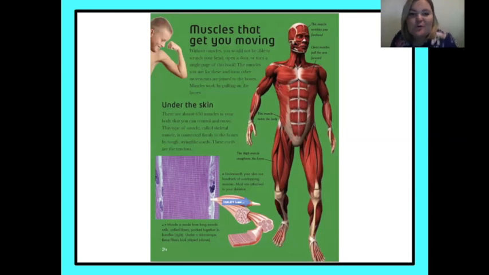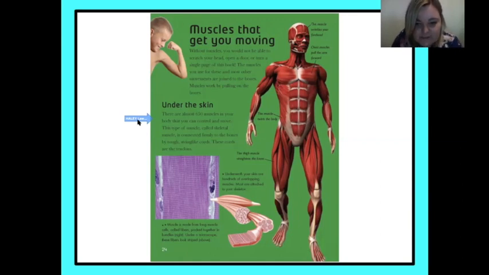Muscles that get you moving. Without muscles, you would not be able to scratch your head, open a door, or turn a single page of this book. The muscles you use for these and most other movements are joined to the bones. Muscles work by pulling on the bones. Under the skin, there are 650 muscles in your body that you can control and move. This type of muscle, called skeletal muscle, is connected firmly to the bones by tough string-like cords. These cords are the tendons.